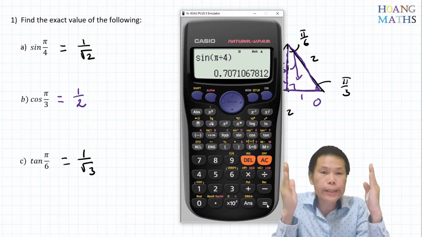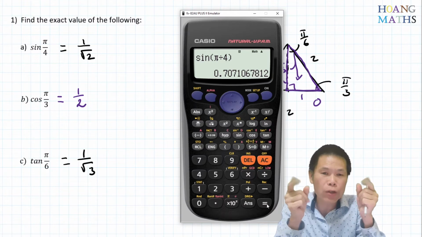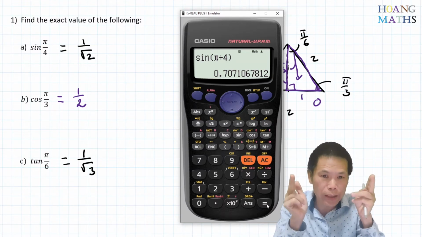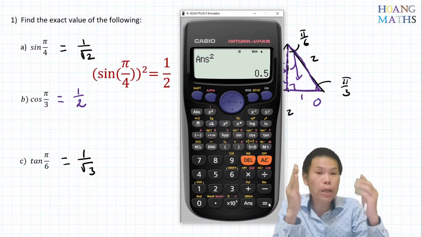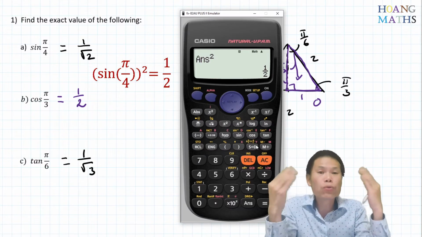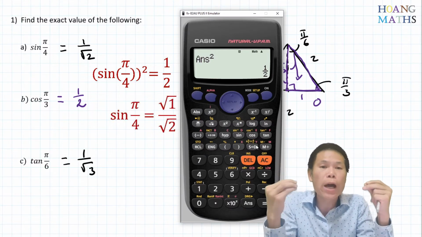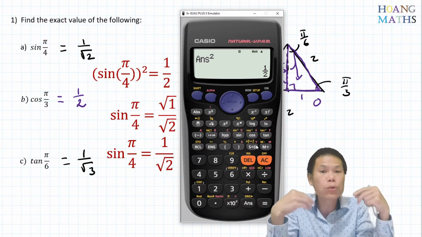There you go. This is an irrational number. So therefore, we need to square this irrational number, which will give us a rational number. So if I square this, it gives me a half, which is 1 over 2. Then to write this out, that means it's root 1 over root 2. So root 1 is 1. So the answer is 1 over square root 2.